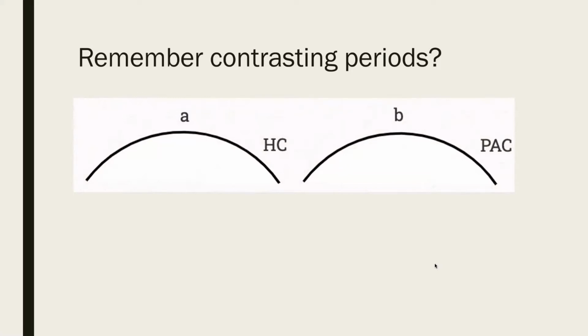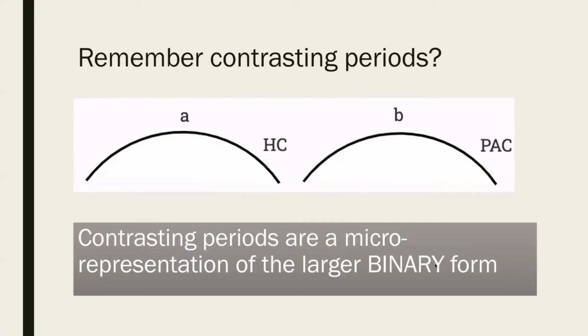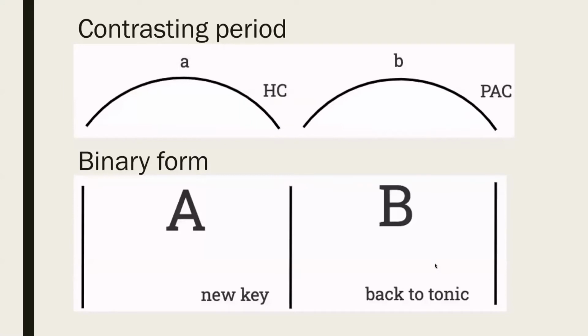Well, take this information. Contrasting periods are a micro representation of a larger binary form, looking like this. So you can see at the top, we've got the contrasting period model, which should already be familiar to you, and the new idea, binary form, which instead of talking about the form of two phrases, we are actually talking about the form of an entire piece or an entire movement. Using a big capital A to show an entire section, and then another capital letter B to show a contrasting section, which would have multiple phrases in it.